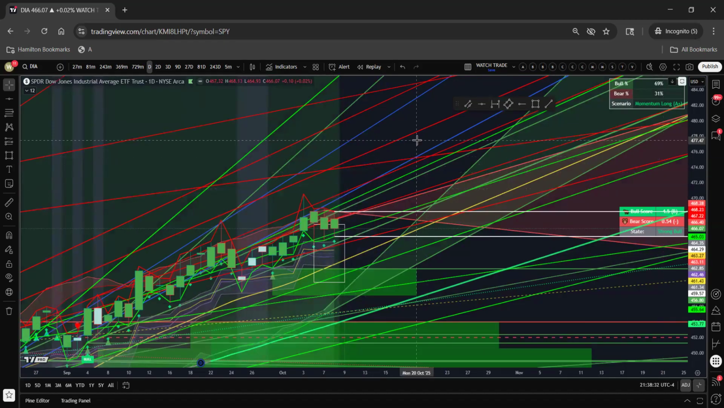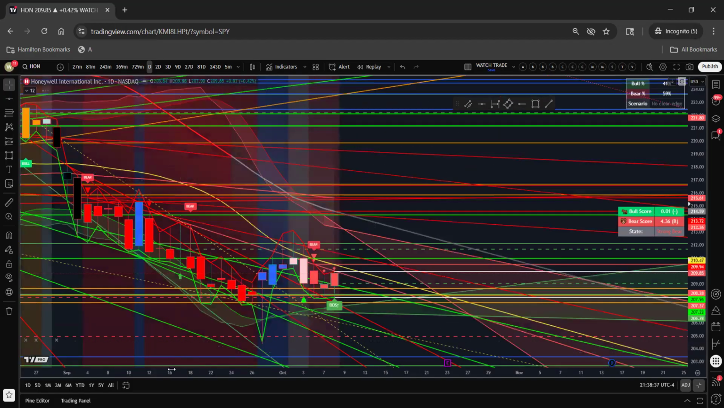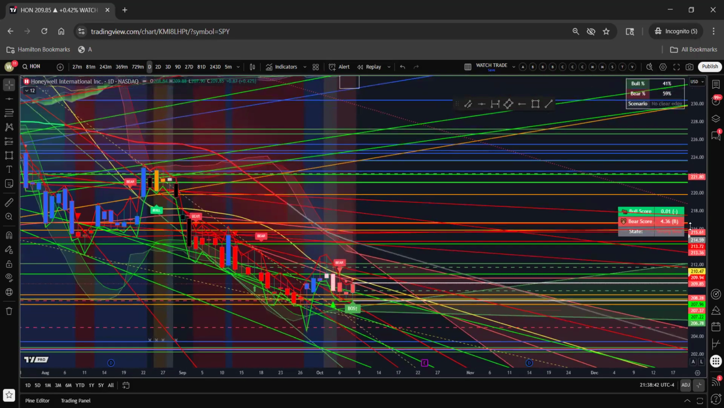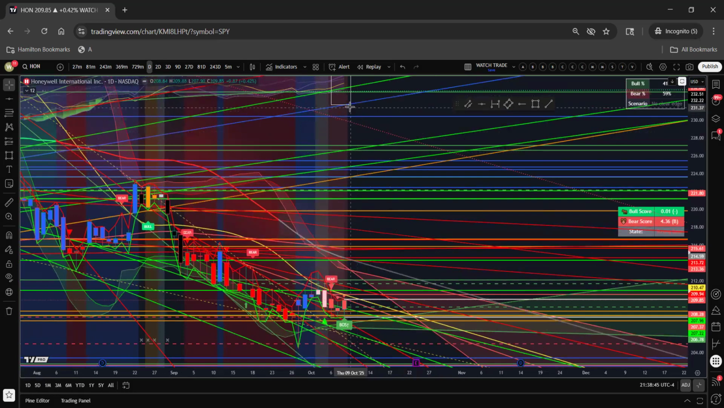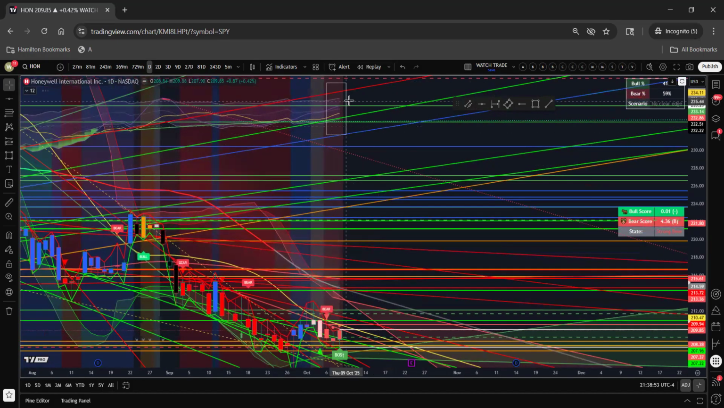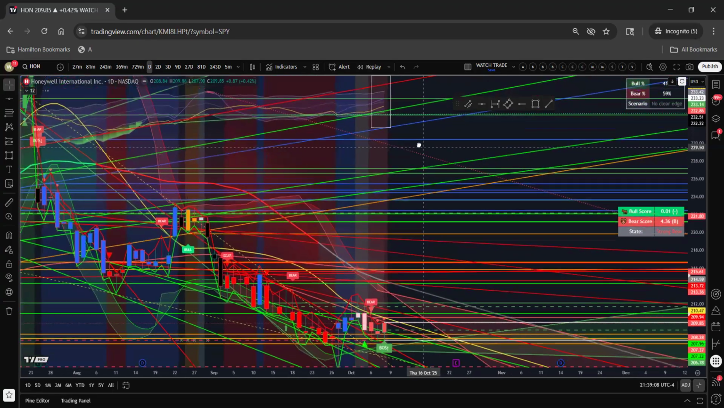So let's look at a ticker that we're in right now and see where price is. We're in HON, Honeywell, and let's look at what's going on. ATR is all the way up here at 231 to 234. That's about, let's say, 232 to 237. That's a 5 point ATR. Honeywell can move about 5 points a day.